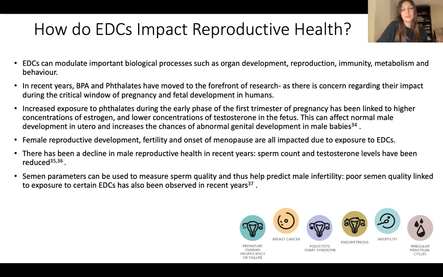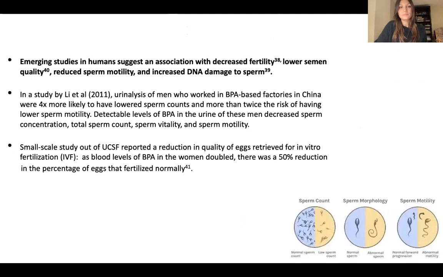And female reproductive development, fertility, and the onset of menopause are all impacted due to exposure to these endocrine disrupting chemicals. There's also been a significant decline in male reproductive health in recent years. So sperm count and testosterone levels have been significantly reduced. And semen parameters can be used to measure sperm quality and can help predict male infertility. So poor semen quality has been linked to exposure to certain endocrine disruptors, and this has also been observed in recent years. So emerging studies in humans suggest that there's an association with decreased fertility, lower semen quality, reduced sperm motility, and increased DNA damage to sperm.